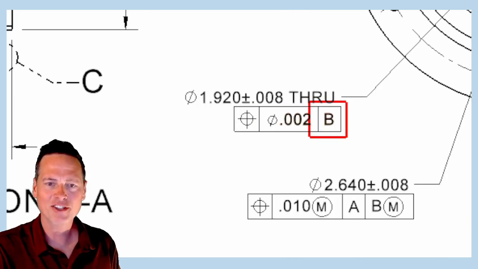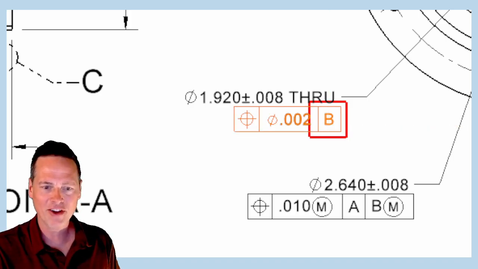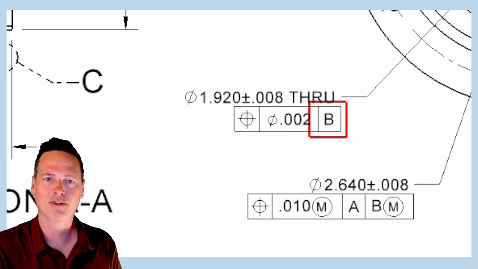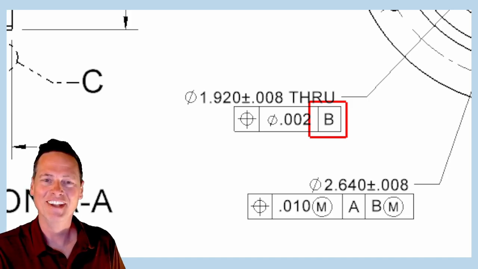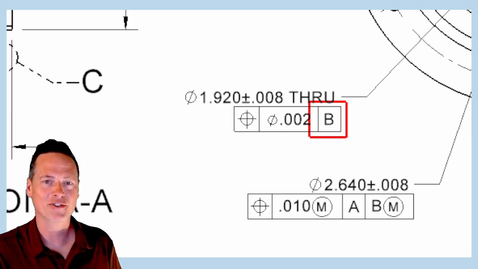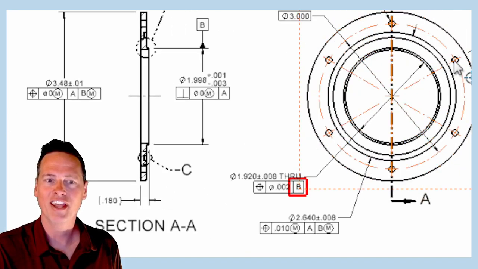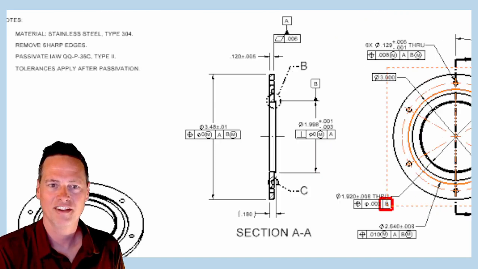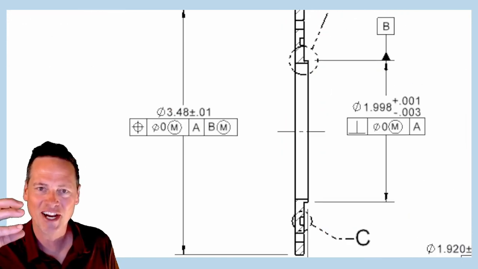But then strangely, I also have this callout for the 1.920 through hole, which has a very tight position tolerance, applying at RFS, no circle M, and then it references datum B as primary, RMB. This is a little sarcastic, but I'm wondering if there are two uses for this part. One where it sits on another part, locates on a 2-inch internal feature, and then gets bolted down. And then another use where there's a collet that comes in and grabs onto this tiny little lip.